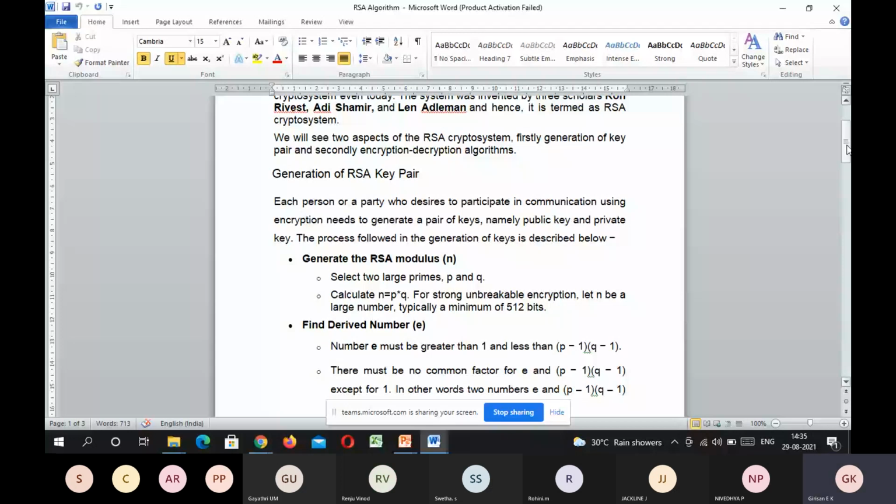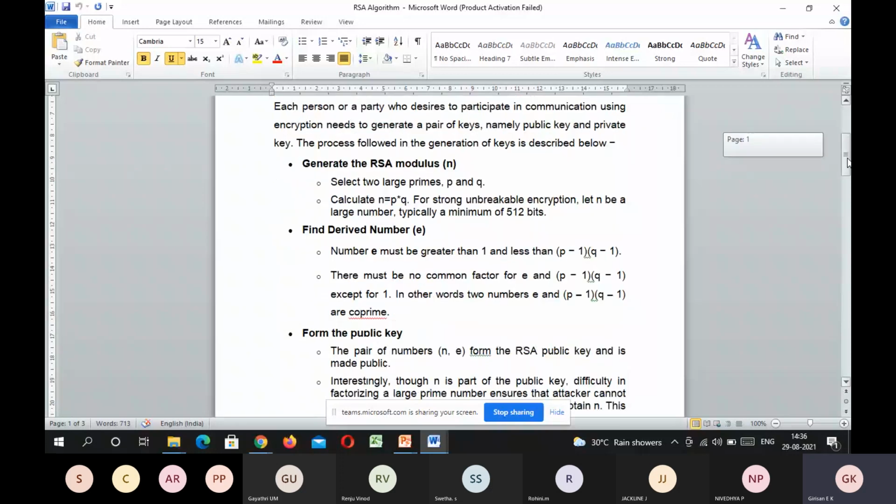The second point is calculate N. N is one variable. N is equal to P times Q. This N is also a large number, typically a minimum of 512 bits. Minimum, it should have 512 bits. Can you understand? So that is the second step. Now we have generated the RSA modulus, which will be used for further steps, that is for encryption and decryption.